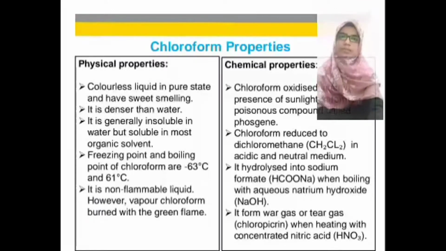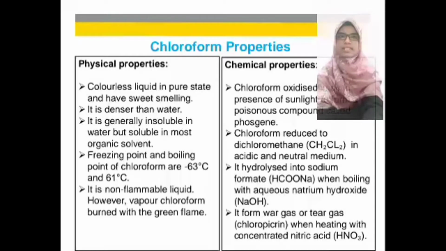Okay. Next, let's see the properties of the chloroform. The physical properties of the chloroform are that it is a colorless liquid in pure state and has a sweet smell. It's denser than water. It's also insoluble in water but soluble in most organic solvents. The freezing point and boiling point of the chloroform are negative 63 degrees Celsius and 61 degrees Celsius. It is a non-flammable liquid. However, the vapor of the chloroform burns with a green flame.